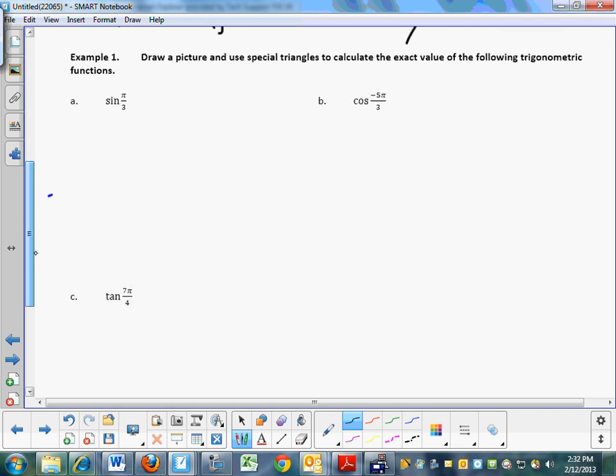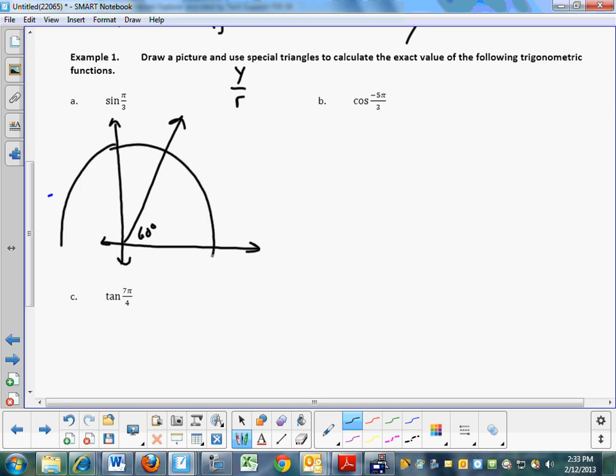Very good. Draw a picture and use special triangles to calculate the exact value of the following trigonometric functions. Sine of pi over 3. So if I want to know sine of pi over 3, I have to figure out y over r. We're going to draw a picture. Pi over 3, how many degrees is that? 60, right? Converted to degrees. So I know I'm working in the first quadrant. So I'm going to draw a picture in the first quadrant of a 60-degree angle. Okay. And I'm looking for that xy coordinate where it intersects a unit circle.